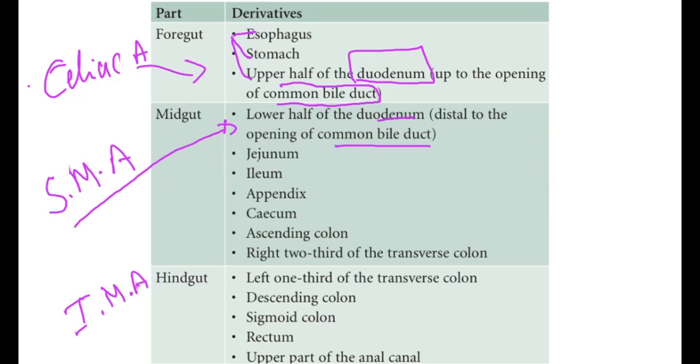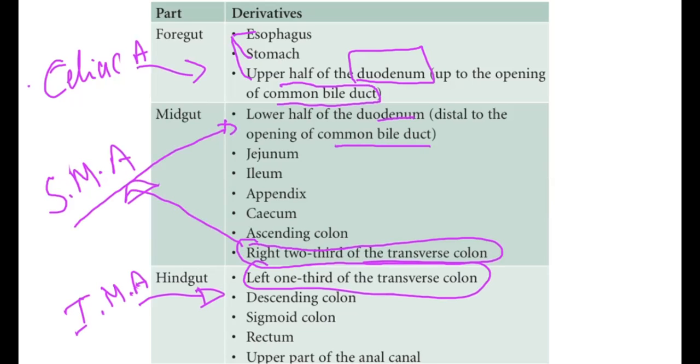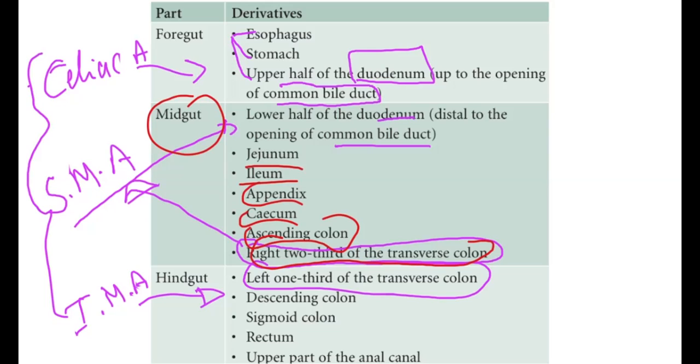And also from the midgut, the right 2/3 of the transverse colon is supplied by superior mesenteric artery, whereas the left 1/3 of the transverse colon is supplied by inferior mesenteric artery in adult life. Why? Because of the development within the embryo. The midgut gives rise to lower half of duodenum, jejunum, ileum, appendix, cecum, ascending colon, and right 2/3 of the transverse colon. Hindgut gives descending colon, sigmoid, rectum, and upper part of anal canal, right?